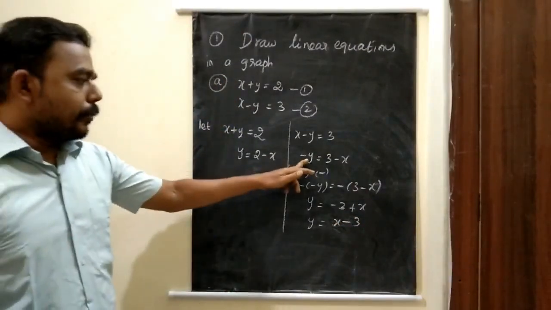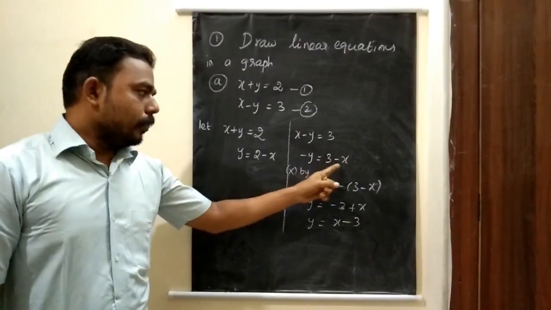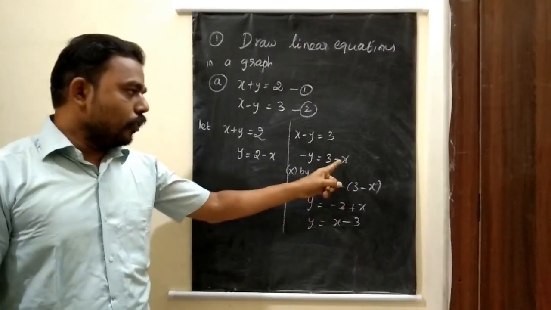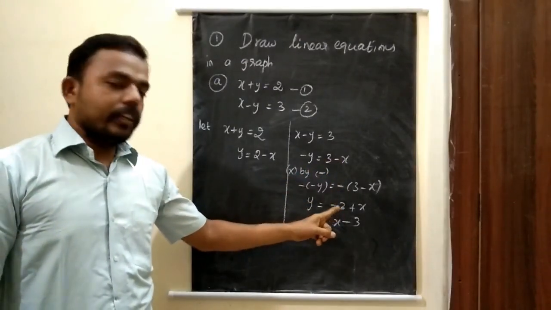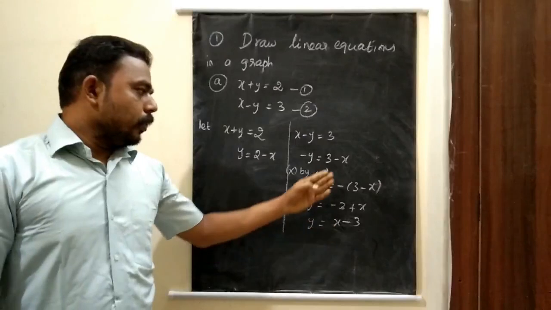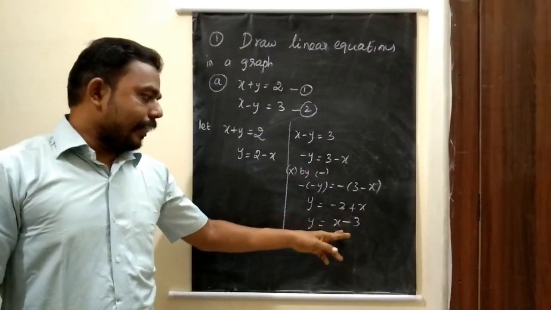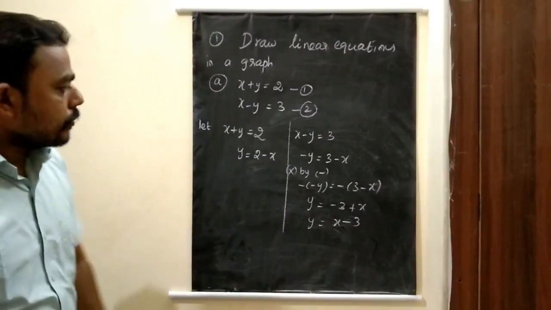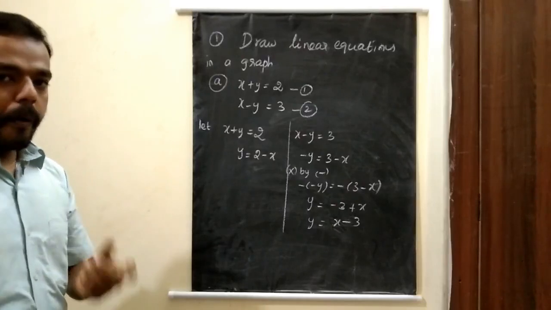Think about this: minus y equal to 3 minus x. The answer, y equal to, sign change: minus x comes to plus x and plus 3 changes to minus 3. So y equal to minus 3 plus x. That is, I can write x minus 3. Using this, I need to find the points.